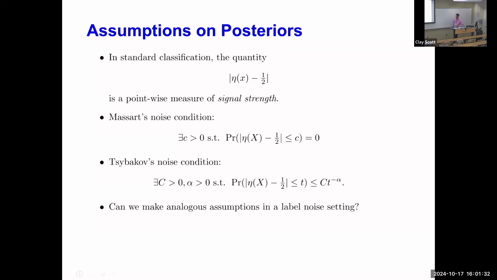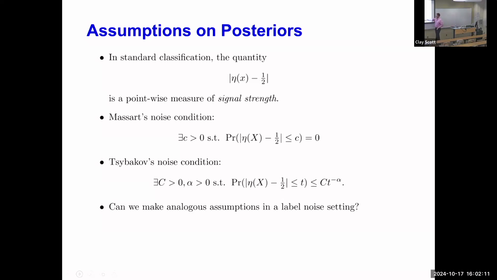And so that's reflected in some common assumptions that people use to prove performance guarantees in standard classification. There's one called Massart's noise condition, and it says that the posterior is basically bounded away from a half. So the posterior doesn't get arbitrarily close to 1/2. This is a very strong assumption.